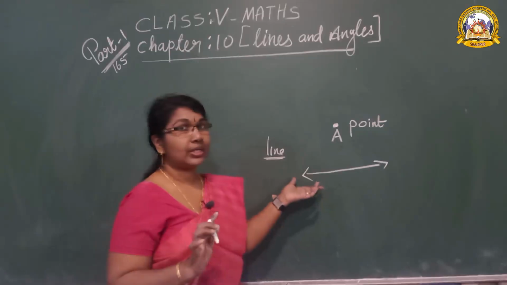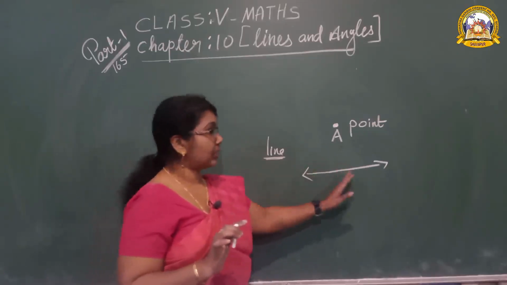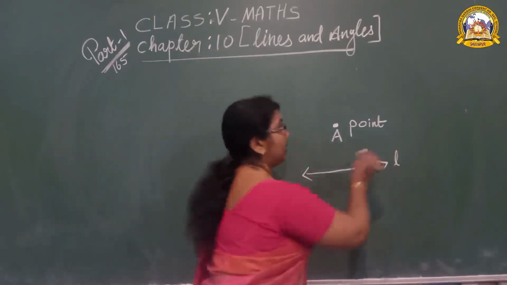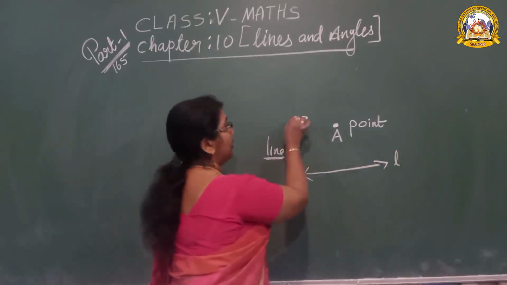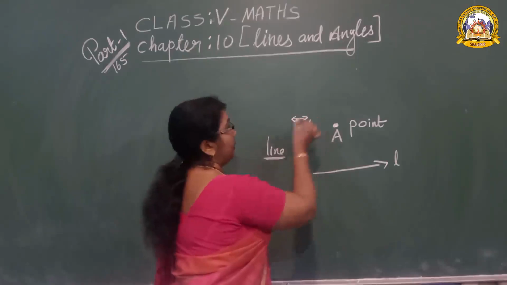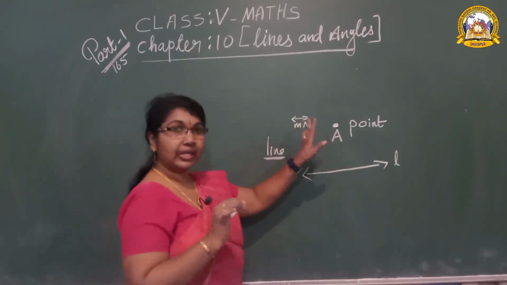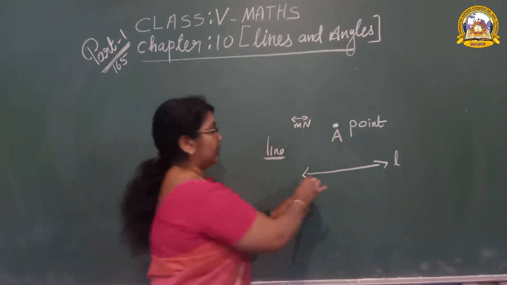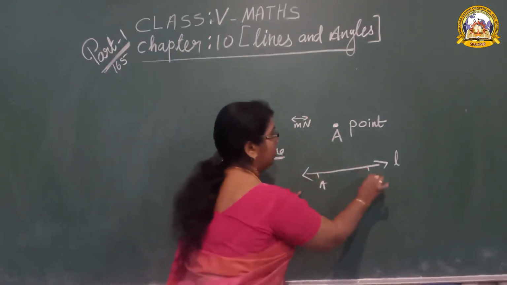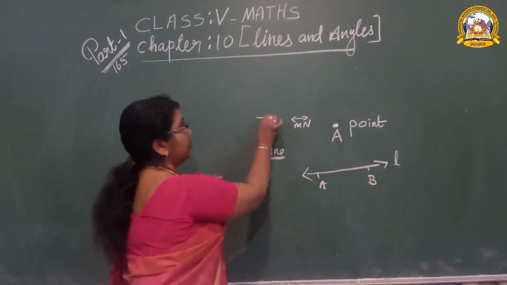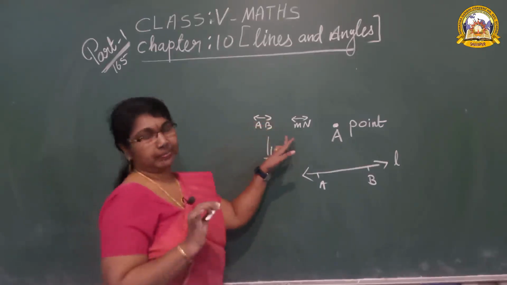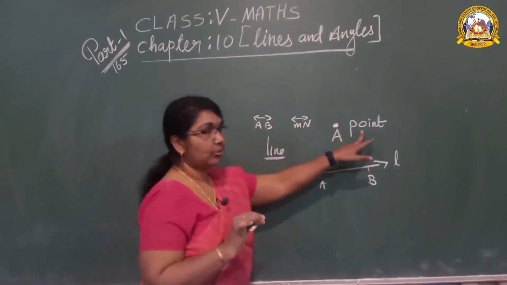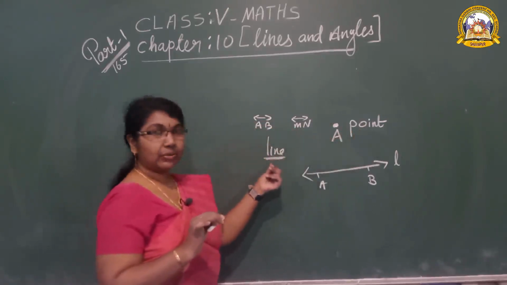Understood line now? You can use small letters for the name of the line. Line L. This is the symbol of the line. Line MN, how to read it? It is the line MN. Then you can give A, B. Line AB. First we studied about point, second we studied about line.